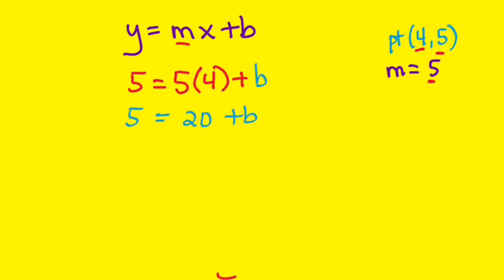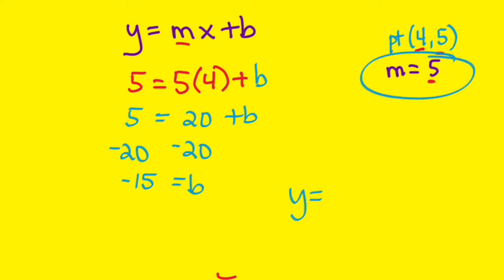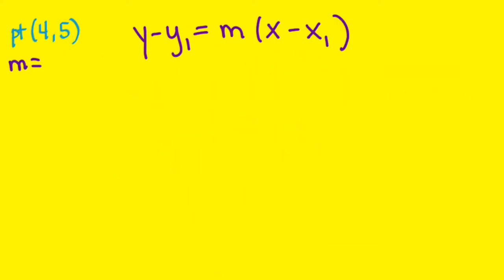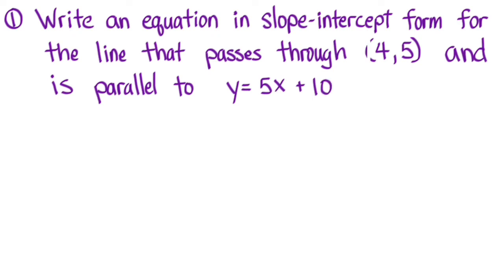So I multiply and I isolate my b value, and I get b is -15, which gives us the exact same answer as our point slope form, right? y equals 5x minus 15, which is the answer to what is parallel to y equals 5x plus 10 and passes through the point (4, 5), most importantly.